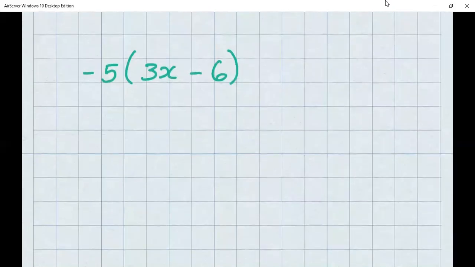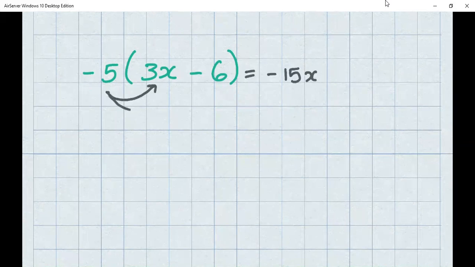Now here's another example, a little bit more complicated, but we're using the same method every time. So minus 5 times 3x. Sorting out the numbers first, 5 times 3 is 15. So 5 times 3x is 15x. Now looking at the signs for each of these numbers, I've got minus 5 and positive 3x. So a minus and a plus is minus. If the signs are different, the answer is negative.